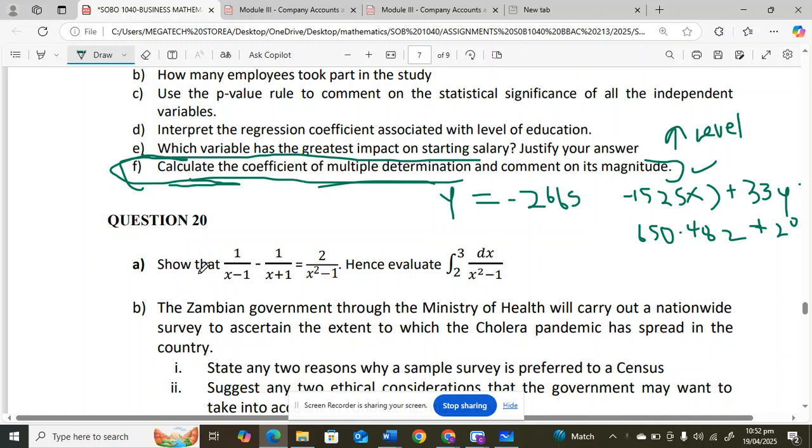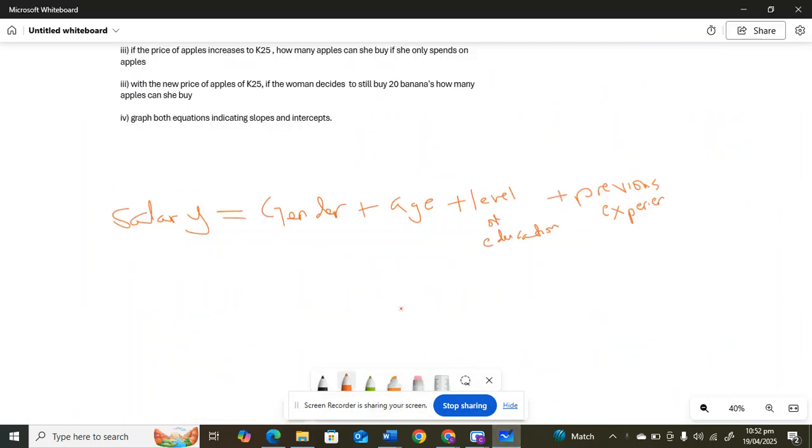Question 20. Show that 1 over x minus 1 minus 1 over x plus 2 equals 2 over x squared minus 1. This is just a matter of algebra, colleagues.